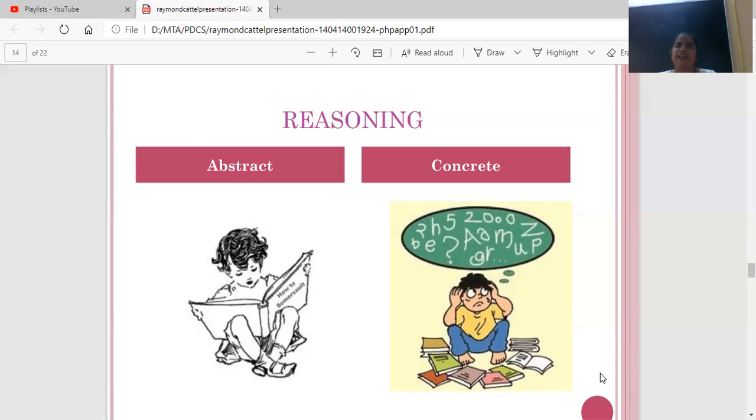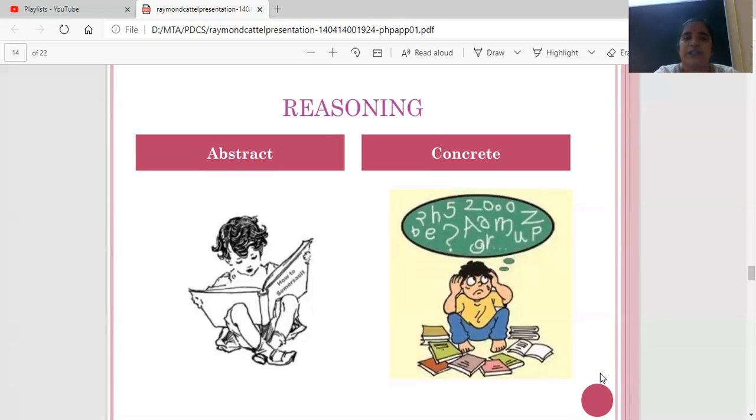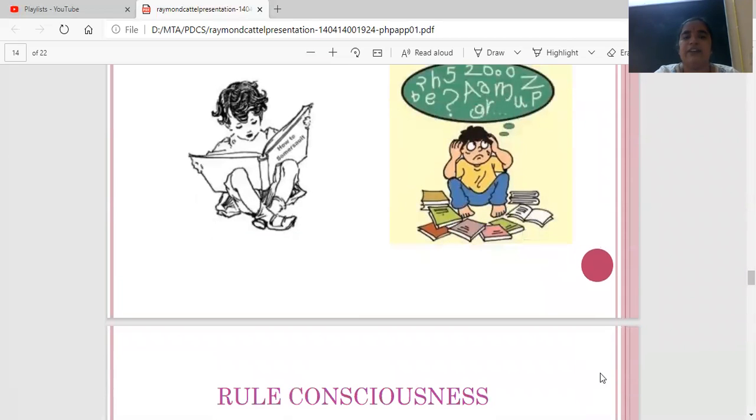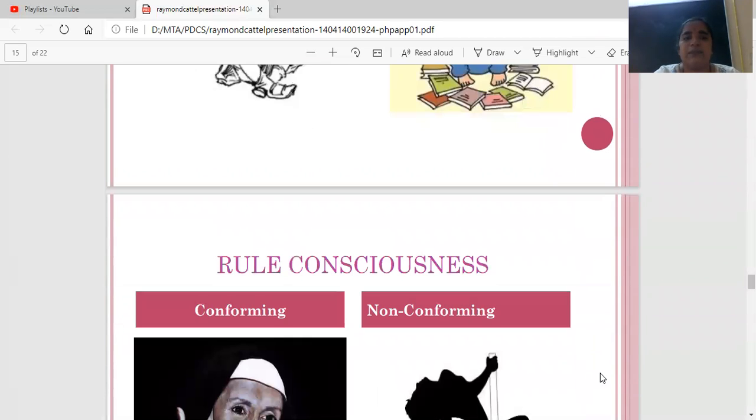On the other hand, concrete reasoning means they want everything to be perfect, foolproof. If anything is left hanging, they will not do that work. So they are very calculative persons, and their decisions are also concrete. They don't like flexibility in moving things up.